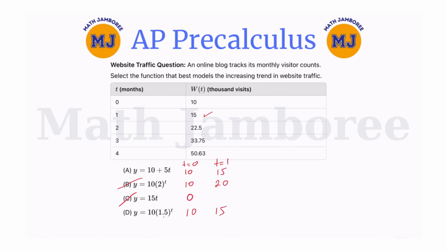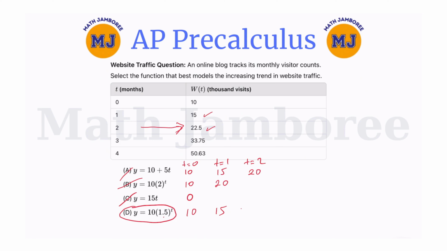And if you now use t equals 2, we are between A and D. 10 plus 5 times 2: 5 times 2 is 10, 10 plus 10 is 20. And as you can see, for month 2 we don't have 20. We have something greater than 20. That's 22.5. Because of that, choice A is not the answer as well. So choice D will be the answer then.